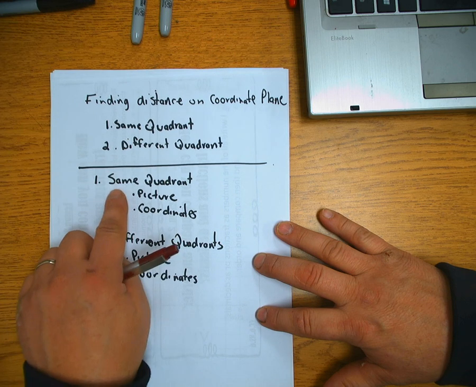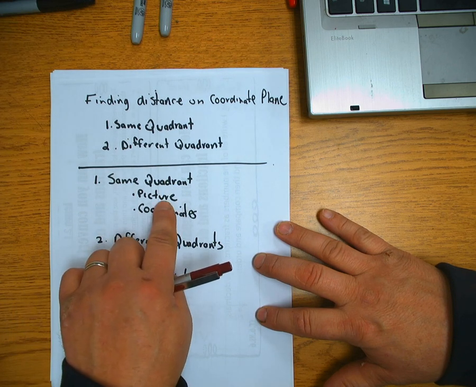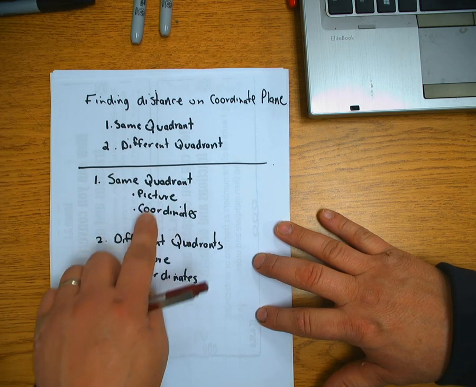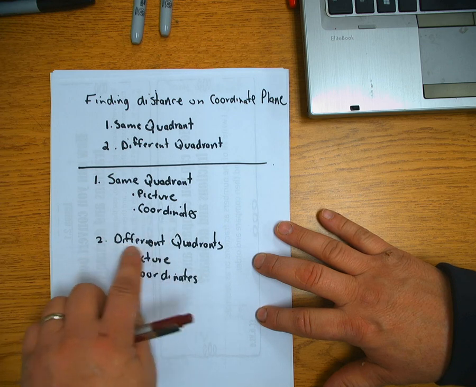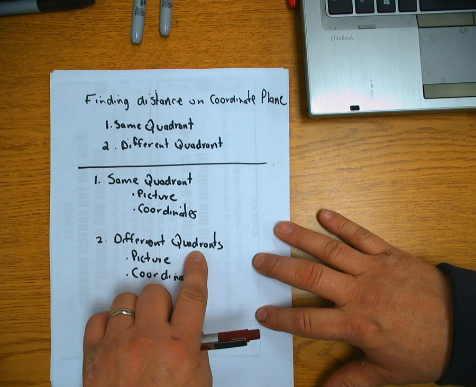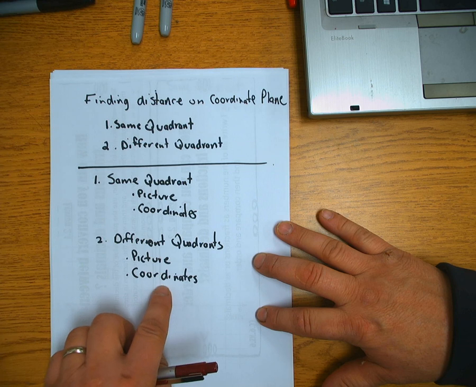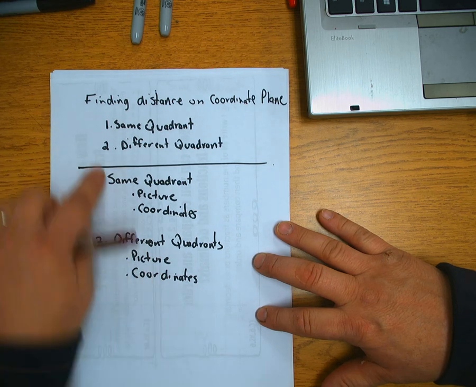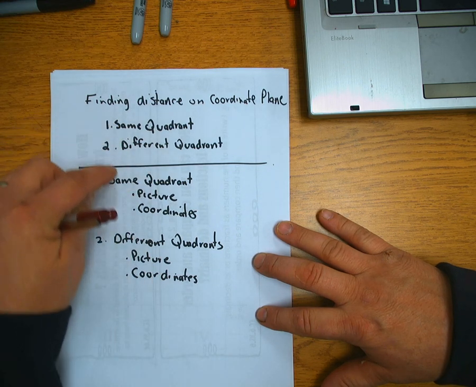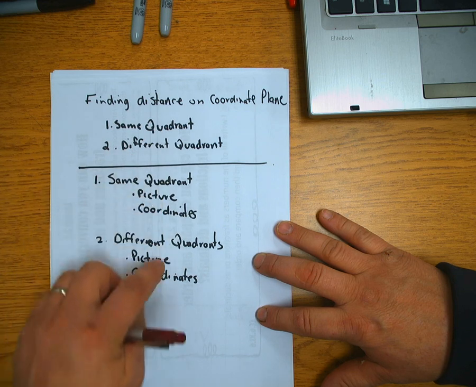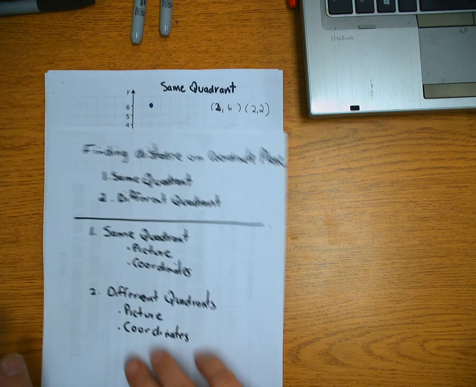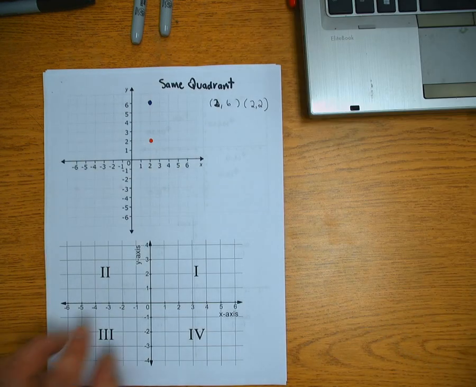If they're in the same quadrant, you might get a picture where you have to find the distance between them. You might get coordinates. If they're in different quadrants, it's the same thing. You might have a picture or coordinates. I'm going to go over same and different quadrants with just the picture to start. They look like this on Get More Math.